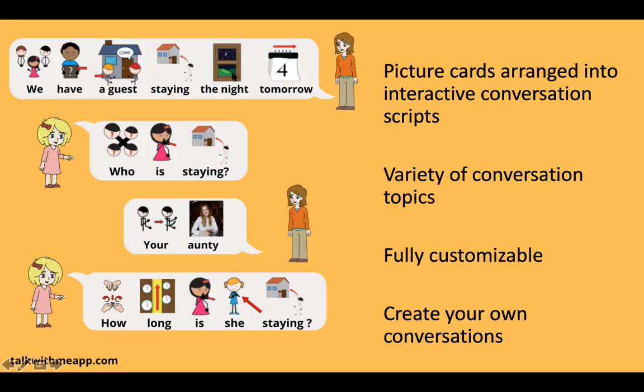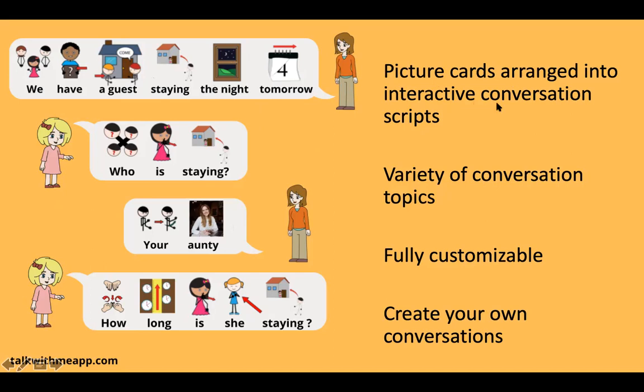And then you have a sentence and then you have a response. Who is staying? Your aunt is staying. And then how long is she staying? So basically, that's what Talk With Me is. Just imagine if you had lots and lots of pictures that could communicate everyday thoughts and you arrange them into a conversation. That's what Talk With Me does really. So it's Talk With Me's picture cards arranged into interactive conversation scripts.